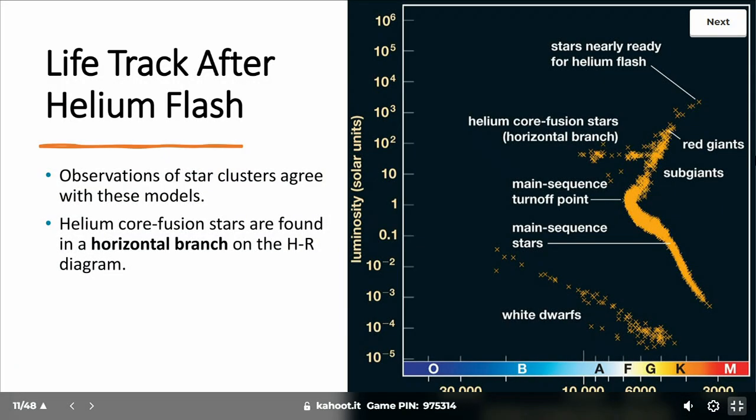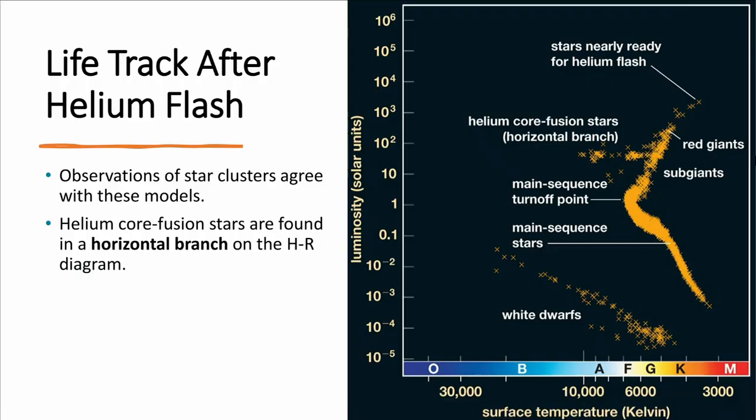And so when we look out into space, we see stars at these various stages. So we've got our main sequence stars, we've got our subgiants and red giants, and then we've got this horizontal branch where we're doing helium fusion reactions in our cores.